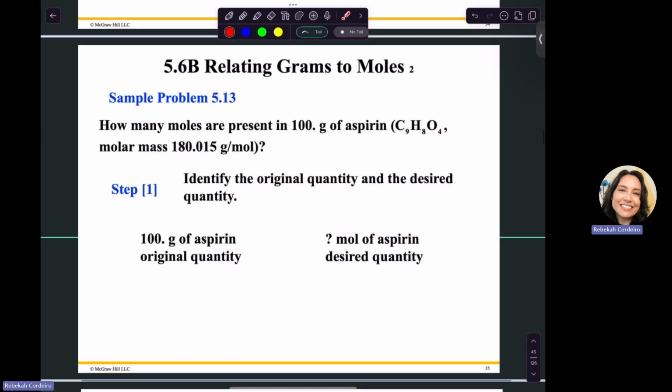So let's try it. How many moles are in 100 grams of aspirin if the molar mass of aspirin is this? So we're looking for 100 grams of aspirin. That's my start. We want to know how many moles of aspirin. That's my unknown. Pause the video and try this problem and then come back.